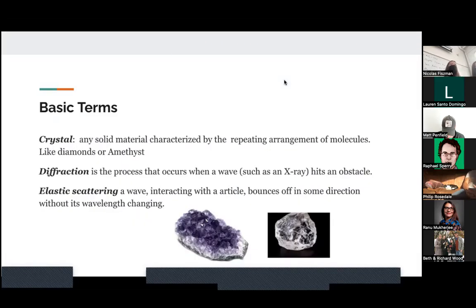Okay, before we get started with our presentation, we need to introduce a few key terms. A crystal is a solid material that is characterized by a near perfect repeating arrangement of molecules. Recognizable examples include diamonds or amethyst. Diffraction is a phenomenon that occurs when a wave, such as an X-ray, hits an obstacle. Diffraction works through elastic scattering. This is a type of scattering where the wave interacting with a particle bounces off in some direction without its wavelength changing.